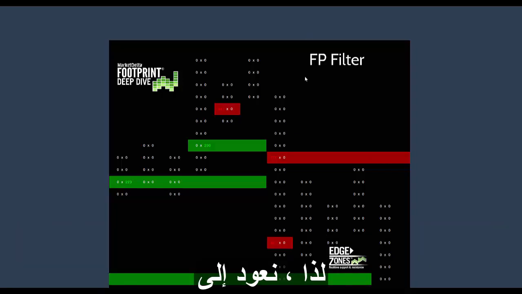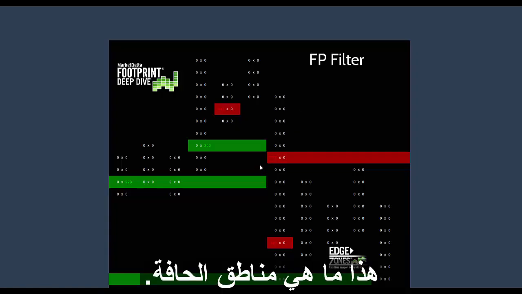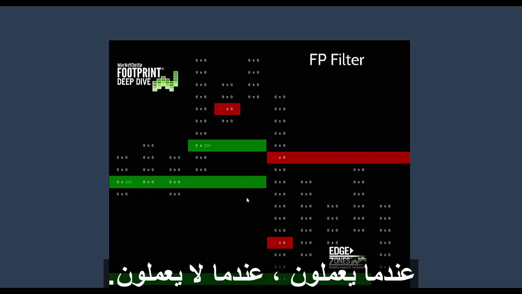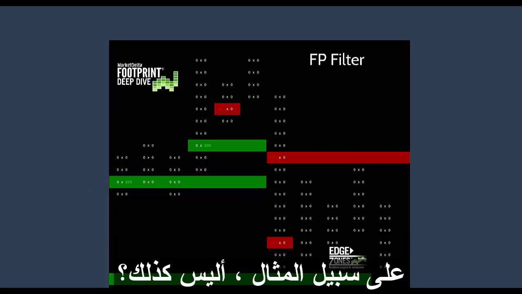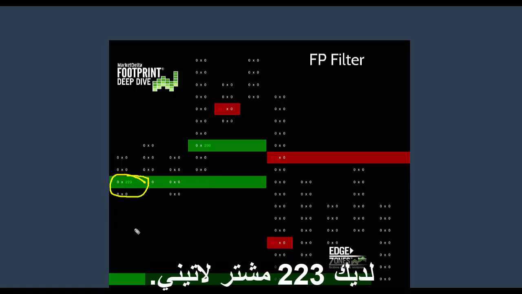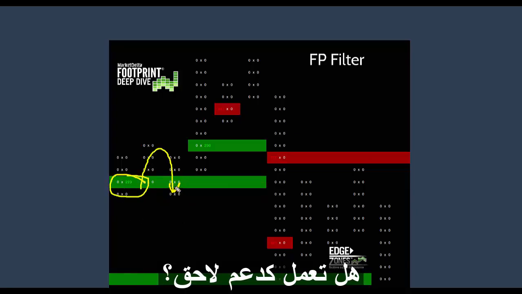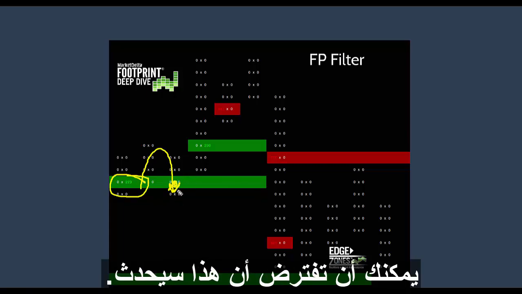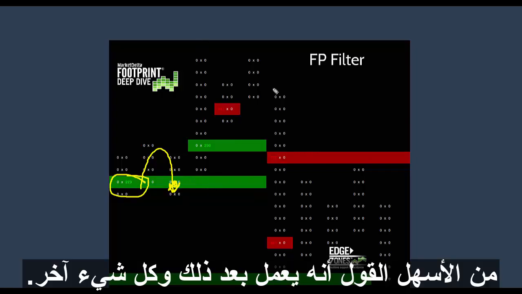So going back to the filter, what the edge zones now do is give you a better visual of when these instances come about, when they work, when they don't work. For example, right in here, we see the market have a 223 lot buyer. Does it work as subsequent support? Yeah, but we know that afterwards, right? In real time, you could assume that's going to happen. It's easier to say it works afterwards and everything else.